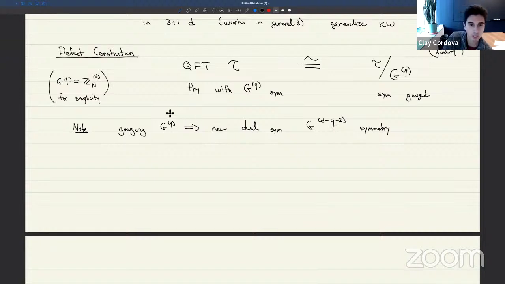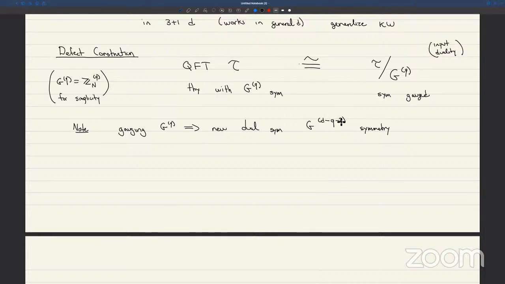So when we gauge this GQ symmetry, then this GQ symmetry is eliminated, but we get a new dual symmetry, and we want them to be the same because we want this duality to hold. That's part of my input. So therefore, in particular, I need the form degrees to hold. I see. Thank you.